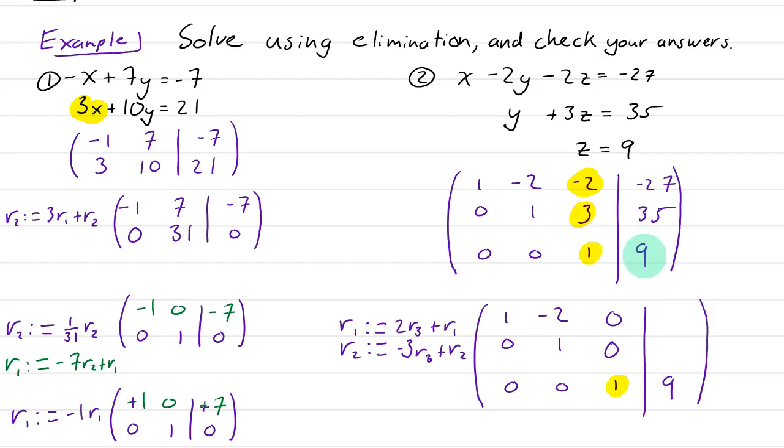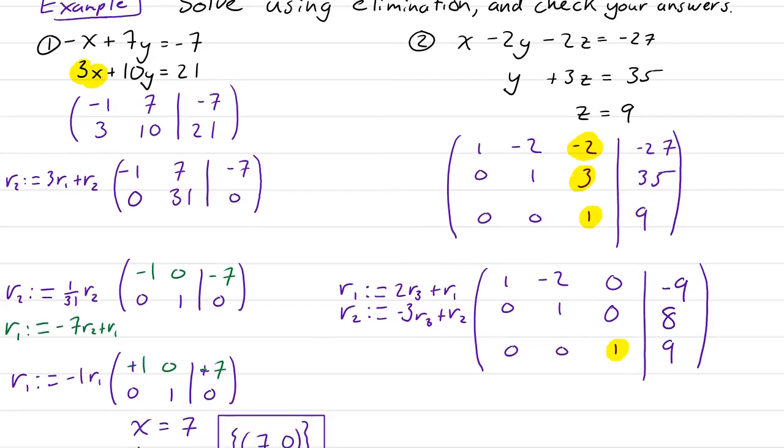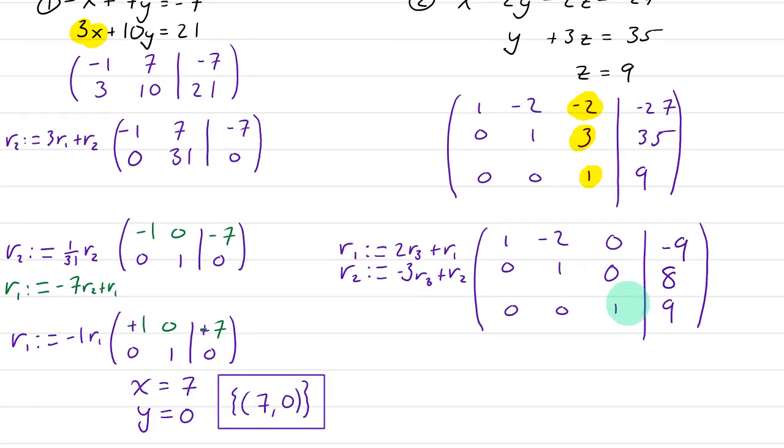So we're doing, let's see, negative 3 times 9 is negative 27, plus 35 is 8, and 2 times 9 is 18, plus negative 27 is negative 9. Okay, so now we've eliminated the z's from these equations.